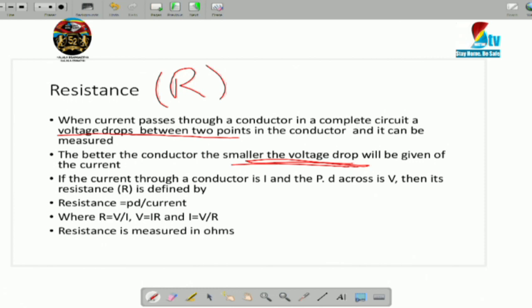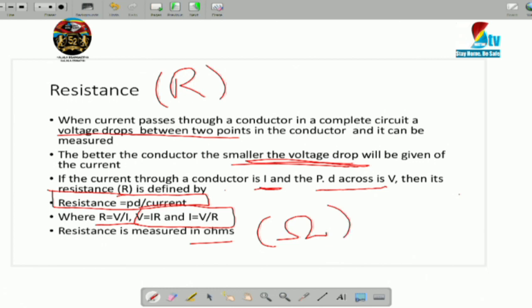Now, if the current through the conductor is I and the potential difference across the conductor is V, then its resistance R is defined as potential difference divided by current, where R = V/I. You can also play around with the mathematics there to change the subject of the formula. Resistance is measured in ohms with the symbol omega. Now that we've got that, let us look at the types of resistance.